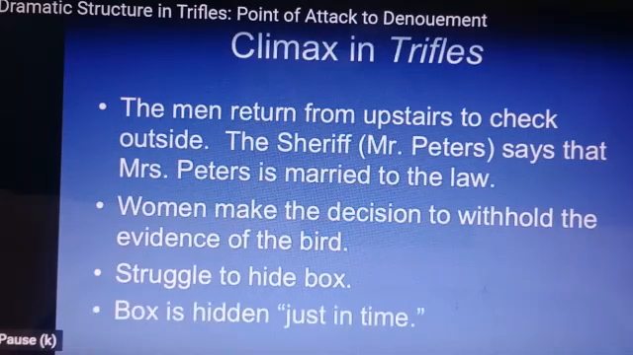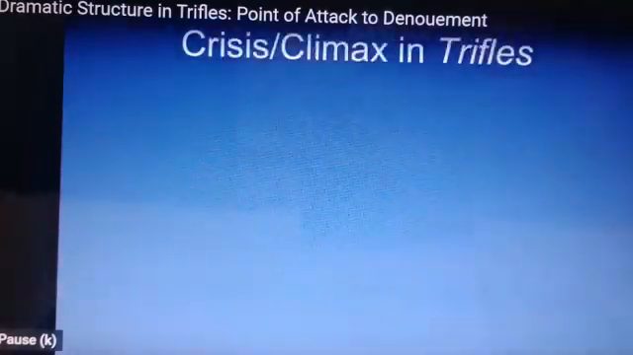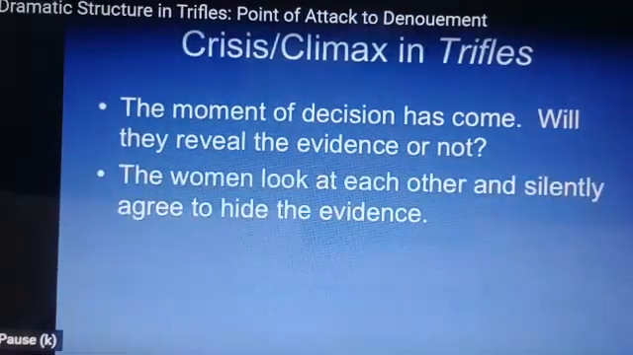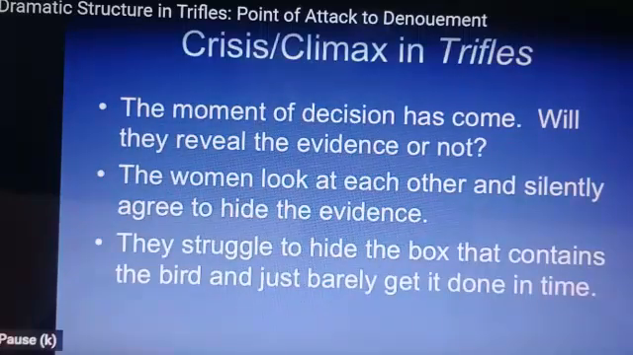So this is the point at which the audience wants to know what's going to happen. Here is where the climax happens. The moment of decision has come. Will they reveal the evidence or not? They look at each other and agree to hide the evidence. They struggle to hide the box that contains the bird and they just barely get it done in time. So here's where it happens.